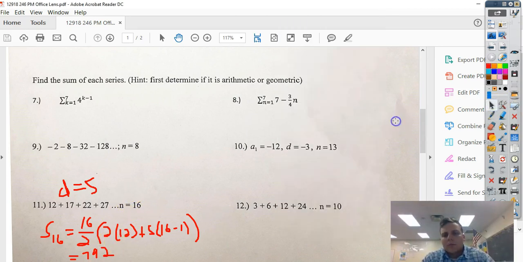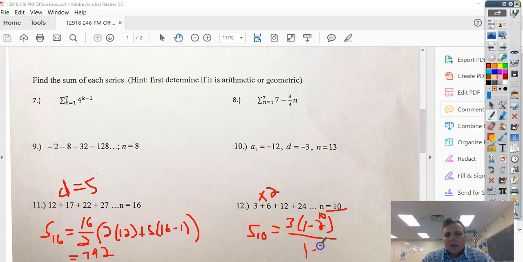Okay? Number 12. 3, 6, 12, 24, and then n equals 10. So hopefully you realize we're multiplying by 2 each time. So that's r equals 2. So that's geometric. It's finite because there's 10 terms. So I need to do S sub 10 is equal to the first term, which is 3, times 1 minus r raised to the n, divided by 1 minus r.